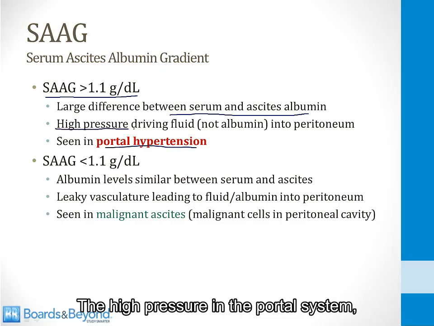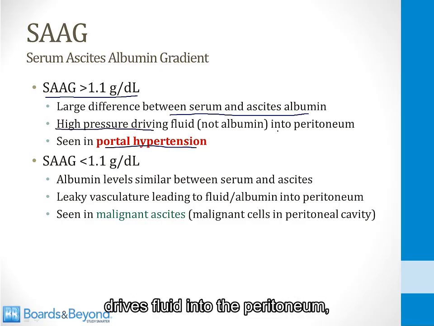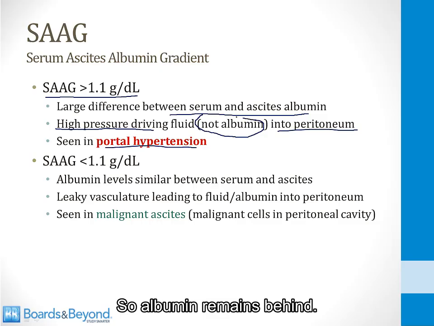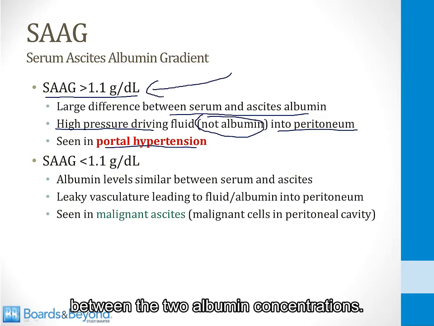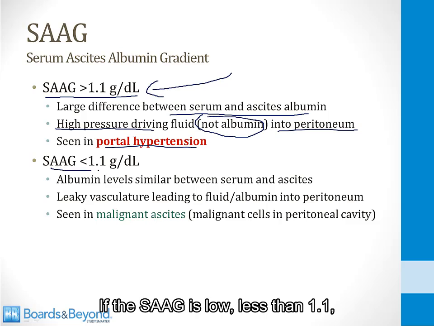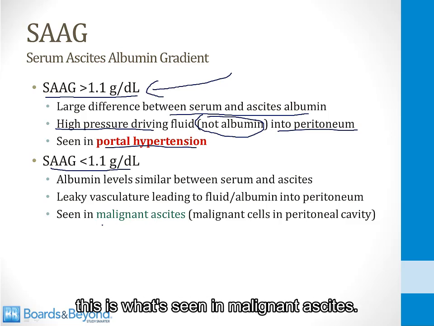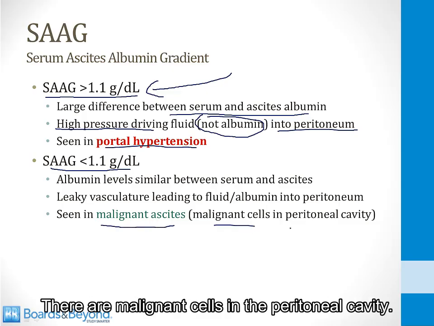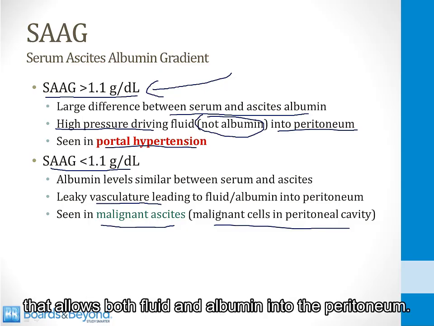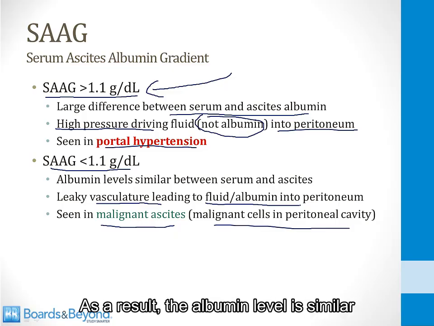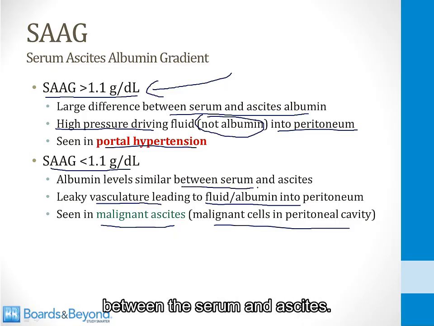The high pressure in the portal system drives fluid into the peritoneum, but the vasculature is intact, so albumin remains behind, and as a result there's a large difference between the two albumin concentrations. If the SAAG is low, less than 1.1, this is what's seen in malignant ascites. There are malignant cells in the peritoneal cavity. This is leading to a leaky vasculature that allows both fluid and albumin into the peritoneum. As a result, the albumin level is similar between the serum and ascites.